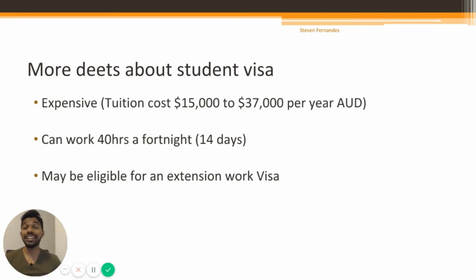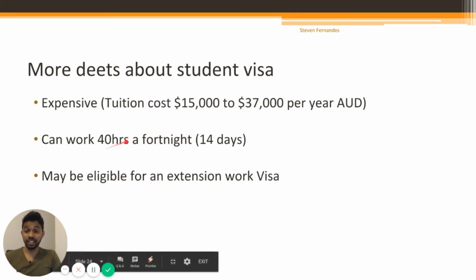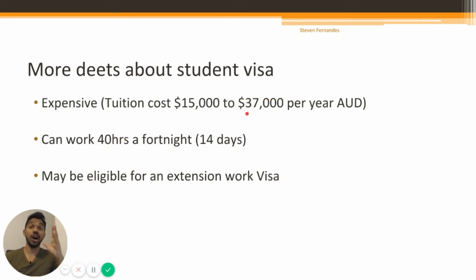All right, some more details about the student visa now, or just some things that I've learned based on speaking with others and my experience, is that the student visa is a really expensive visa. The university costs anywhere between $15,000 to $37,000 per year. This is in Australian dollars, which is very expensive for most people. So be sure that the course that you're selecting is relevant to you, is something that you're interested in, is something that you want to maybe pursue a career long term for.